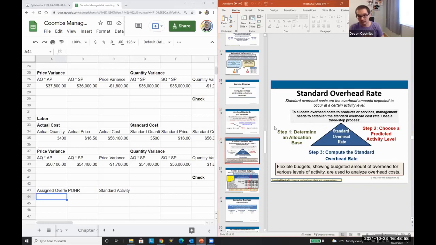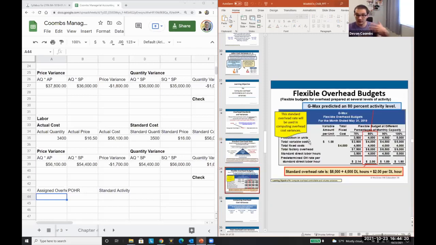So with anything with overhead allocation, we need to determine an allocation base. We then need to choose the predicted level of activity and then compute the standard overhead rate. That's how we determine a standard. That's how we determine standard overhead rates. So again, we have to build an estimate to develop this standard. I'll give you the standards for your quizzes and tests. It's just you're going to have to use them to figure out your variances.